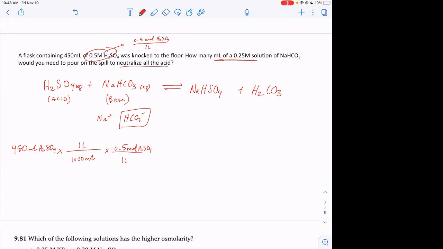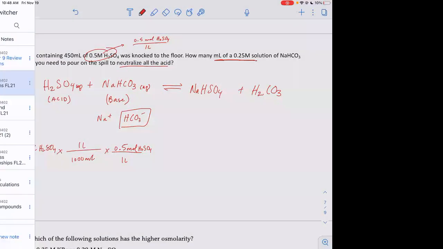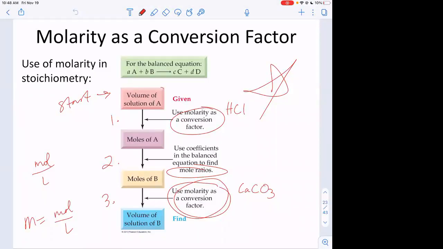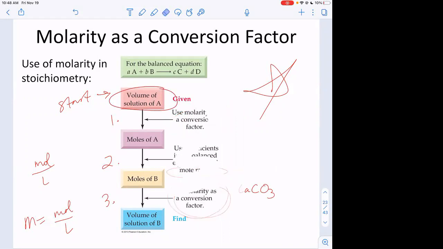So what do I do at this point? Again, that's why I encourage you, go back and look at this diagram. We started with the volume of H2SO4. Step 1 was, once we have it in liters, we use the molarity of our H2SO4 as a conversion factor to convert to moles of H2SO4. And what does step 2 tell us we need to do?